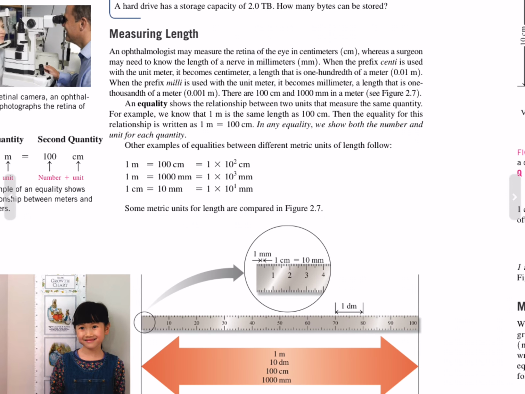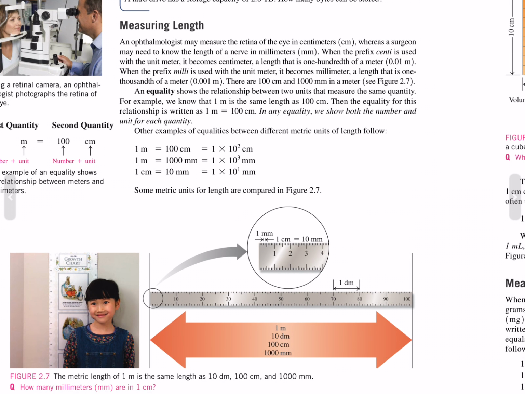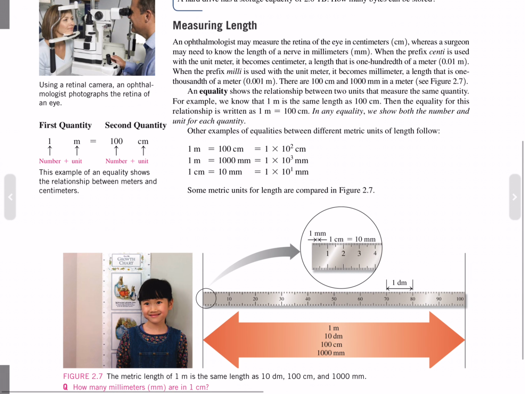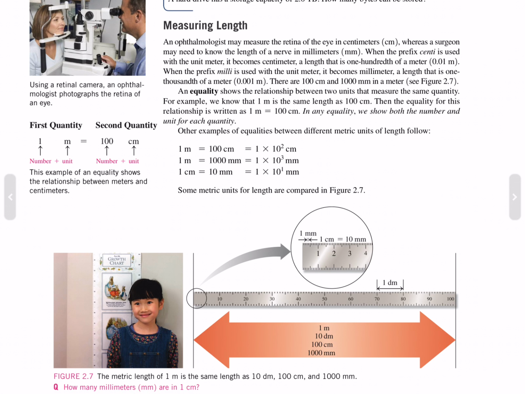Measuring length. An ophthalmologist may measure the retina of the eye in centimeters, whereas a surgeon may need to know the length of a nerve in millimeters. When the prefix centi is used with the unit meter, it becomes centimeter, a length that's 1/100th of a meter. When the prefix milli is used with the unit meter, it becomes a millimeter, a length that's 1,000th of a meter. There are 100 centimeters and 1,000 millimeters in 1 meter.